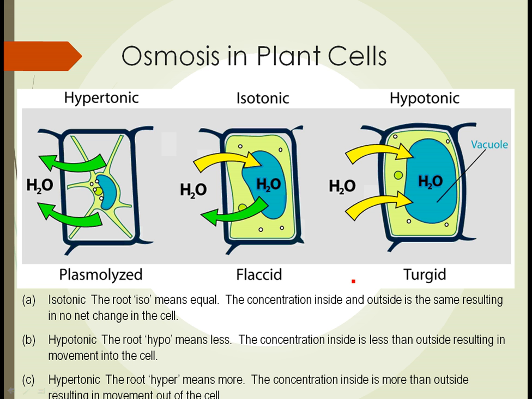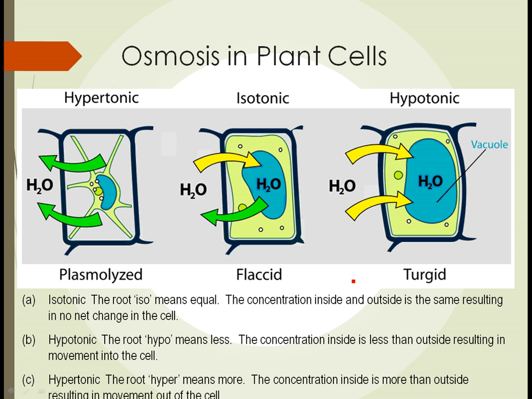Isotonic comes from a root word meaning equal, like an isosceles triangle has two sides that are equal. That means the same amount or same concentration of the material is inside the cell as outside the cell, so there's an even exchange in and out with no real net change inside the cell.